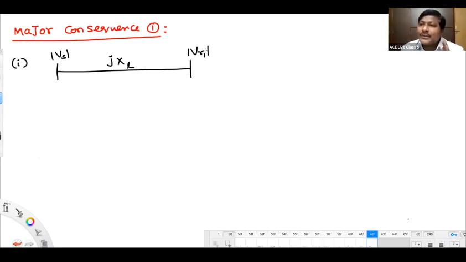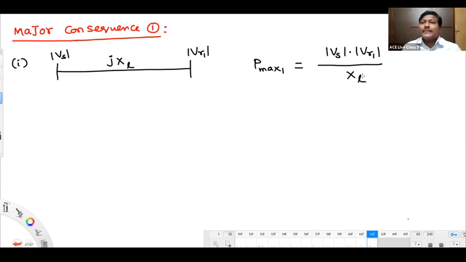What is the maximum power transfer capacity of this one? The formula for the maximum power transfer capacity is Vs into VR1 divided by the series reactance. That is only line reactance, that will be XL. Simple. Now if we add a series capacitor, what will happen? Overall reactance will decrease. If overall reactance is decreasing, Pmax definitely increases. So the maximum power transfer capacity of the system is expected to increase.